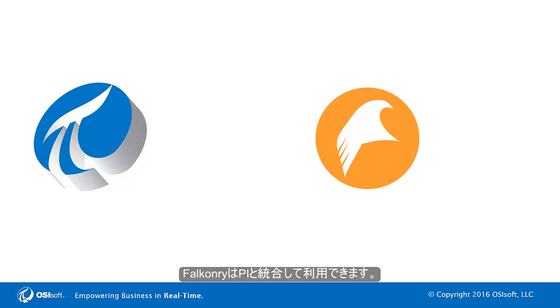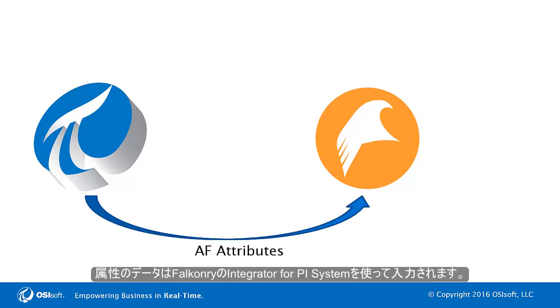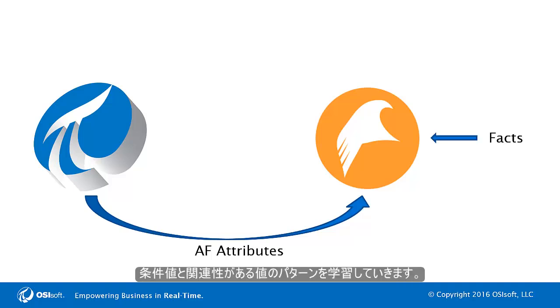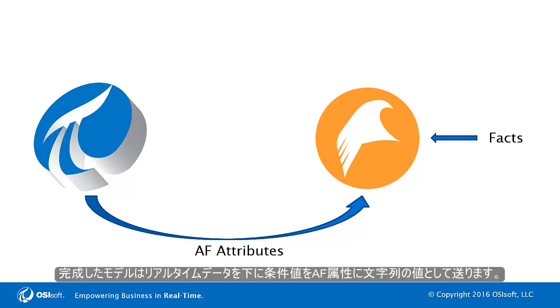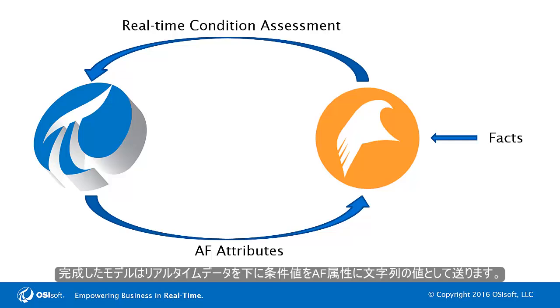Falkonry is fully integrated with Pi. Attribute data is fed in using Falkonry's integrator for the Pi system. Then Falkonry is trained by learning signal patterns that are associated with specific condition values provided by facts. Once a model is created, it assesses real-time data and returns the recognized condition value back into an AF attribute as a string value.